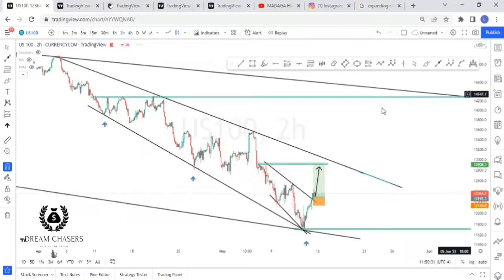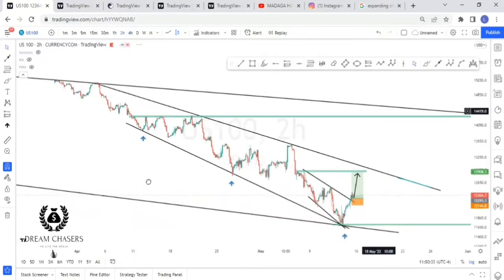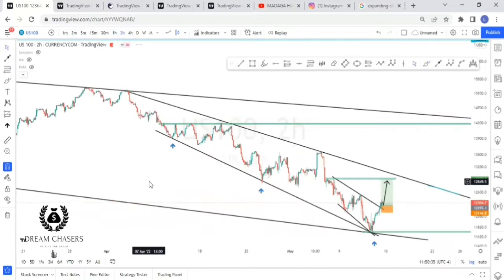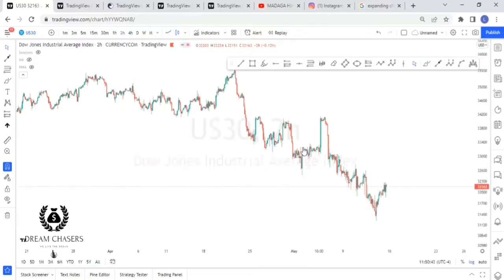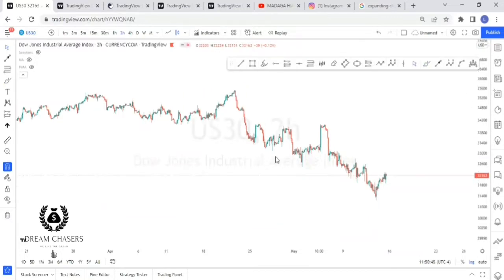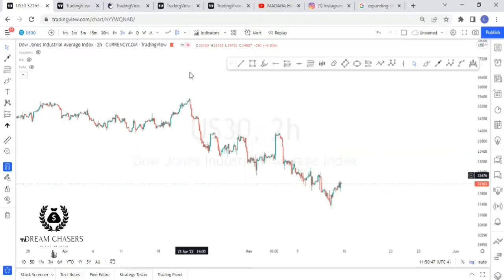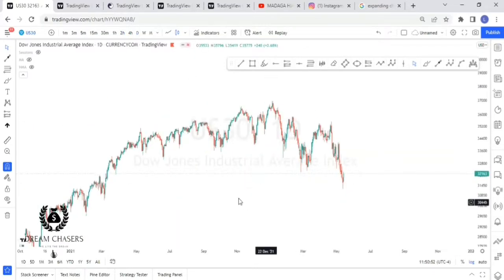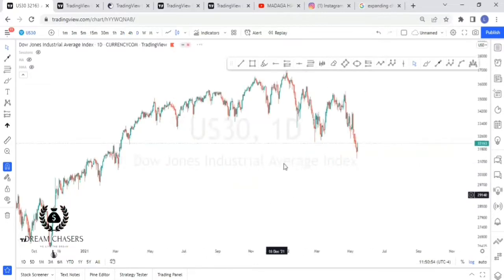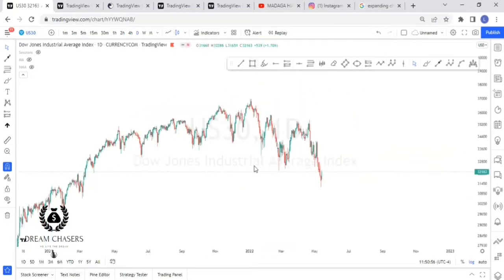So now looking at our US30, let's look at our US30. Probably remove everything that we have. This is basically what we have in US30. This is our daily time frame. See that? We have been selling. We can try and figure out the structure.